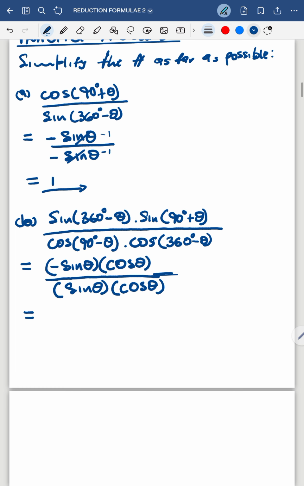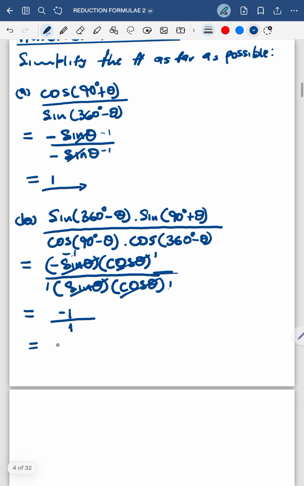Then this will cancel with this and leave negative 1, and leave positive 1 there. This will cancel with this and leave 1 and positive 1. Negative 1 multiplied by 1 is going to be negative 1. Then positive 1 multiplied by 1 is going to be 1. Then negative 1 divided by 1 is going to be negative 1. So that's your answer there. You have simplified it fully as much as you can.